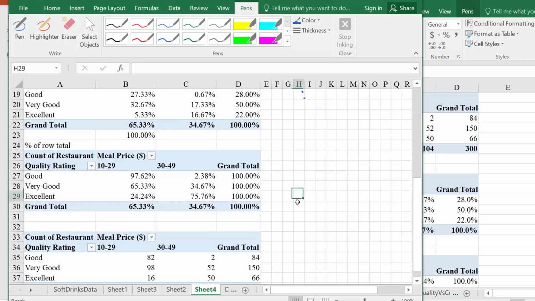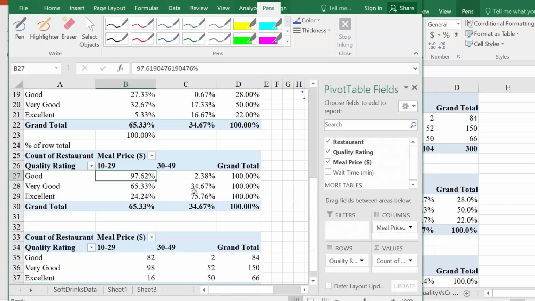So here we're asking, what does this represent? It represents the percent of the restaurants that satisfy this out of the good restaurants. So out of the good restaurants, 98% have the meal price under $30.